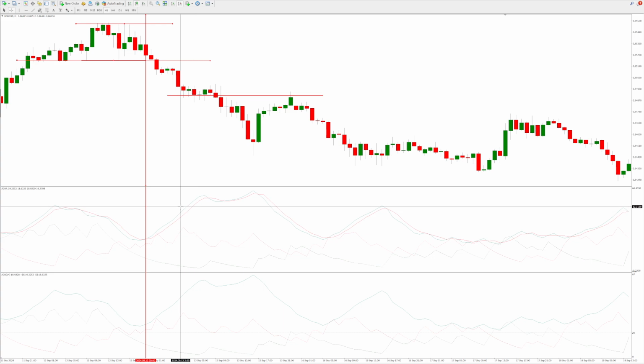Let's have a look at the ADX. So the ADX was showing strong momentum. There was still plenty left in the tank. And you had the crossover here on the pullback, and then potentially another trade based on the ADX crossover up here.